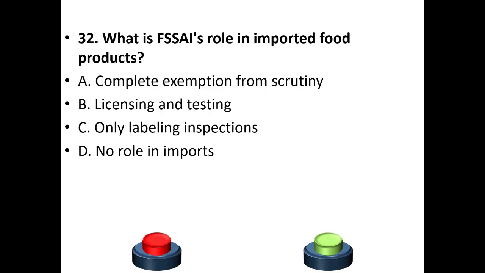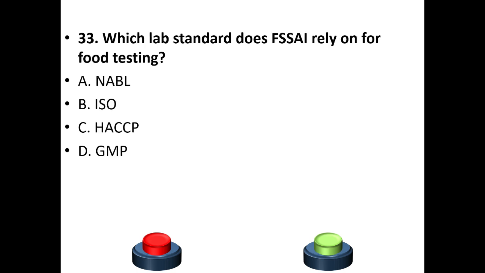Question number 32. What is FSSAI's role in imported food products? Complete exemption from scrutiny, licensing and testing, only labeling inspections, no role in imports. Which is the answer? Your answer is B. Licensing and testing. 33. Which lab standard does FSSAI rely on for food testing? NABL, ISO, HACCP, GMP. Which is the answer? Your answer is A. NABL.